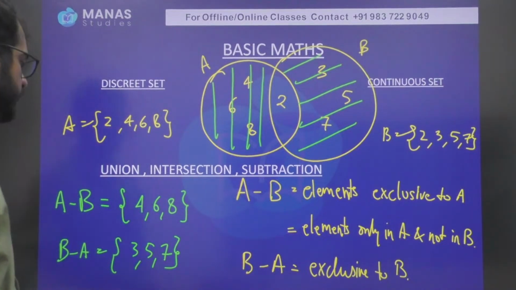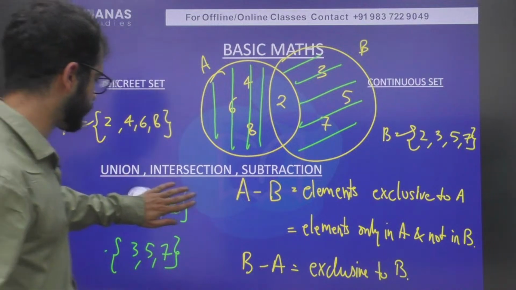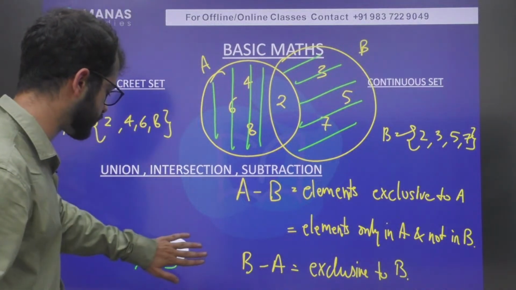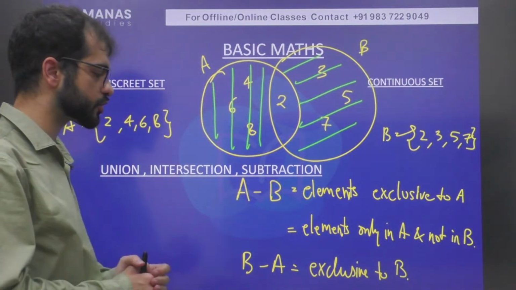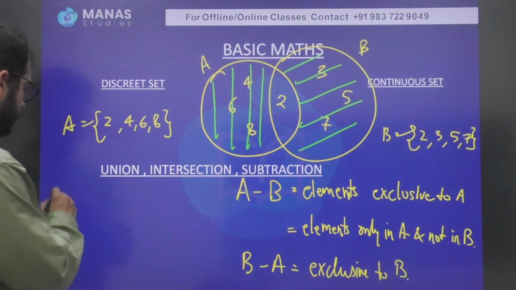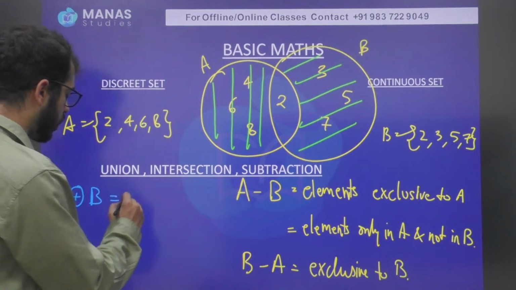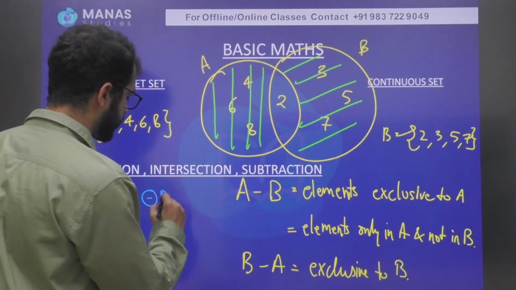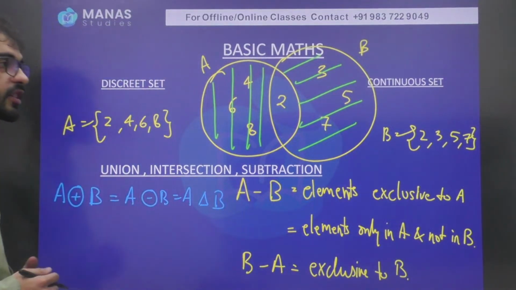Okay, if I'm talking about symmetric difference, then in order to understand symmetric difference, we must be clear with the difference of two sets. If I talk about A minus B, that is the vertical shaded portion. If I talk about B minus A, that's the inclined shaded portion. But if I'm talking about the symmetric difference, it's written as plus inside a circle or minus inside a circle or uppercase delta. These are symmetric difference of A and B.